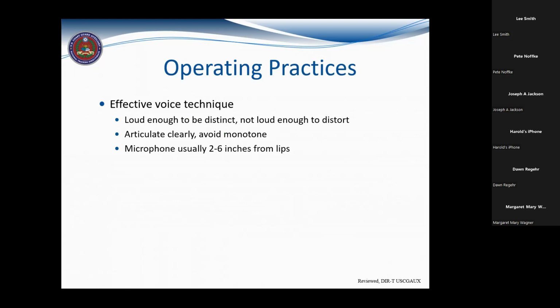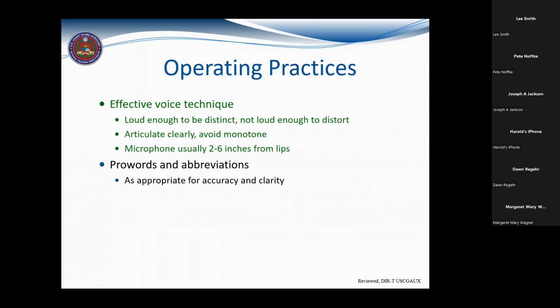They say hold the microphone 2 to 6 inches from your lips. I would suggest holding it 1 or 2 inches off center. So you're actually talking across the front of your microphone instead of into it. And that avoids the impact, but still maintains clarity.